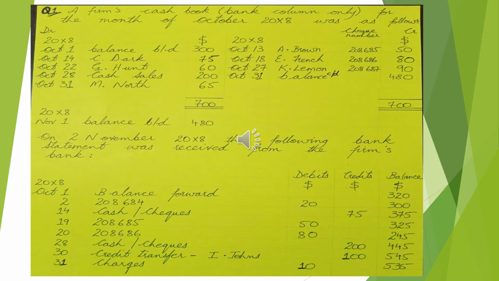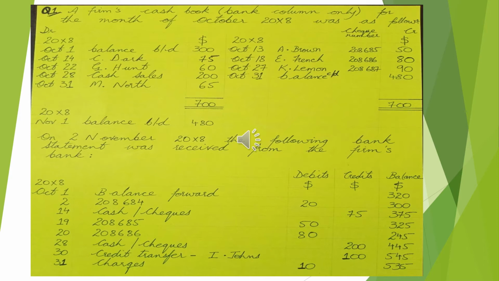Okay, fine. Then the question says, on 2nd November 2008, the following bank statement was received from the firm's bank. Now, at the start of November, we, being the firm that is mentioned in the question, are receiving a bank statement. On 2nd of November 2008, the following bank statement was received by us from the firm's bank.